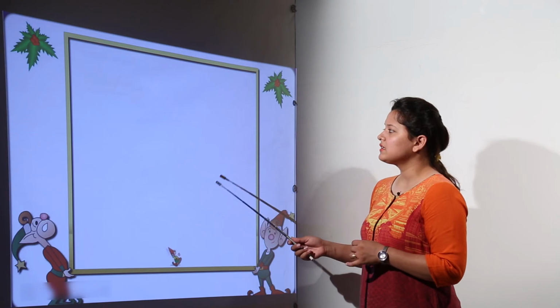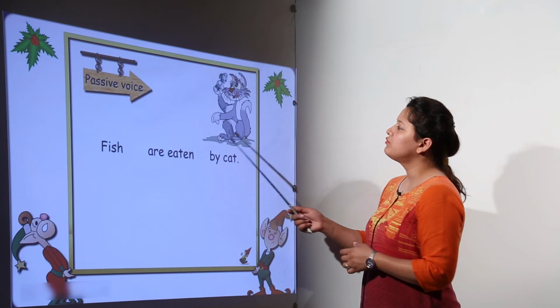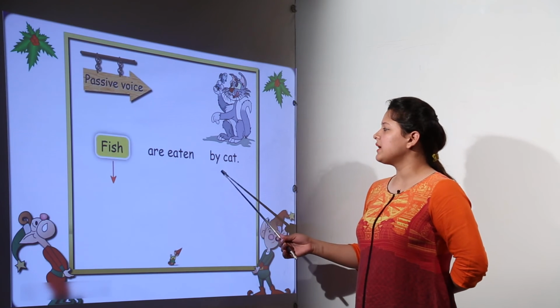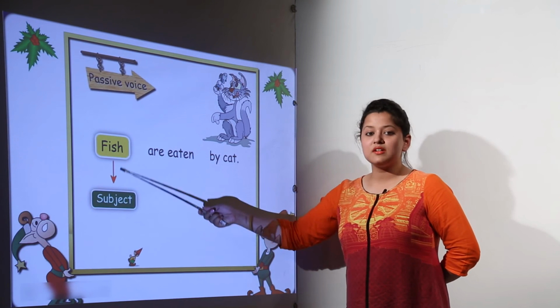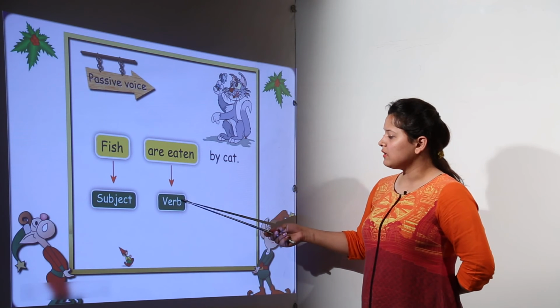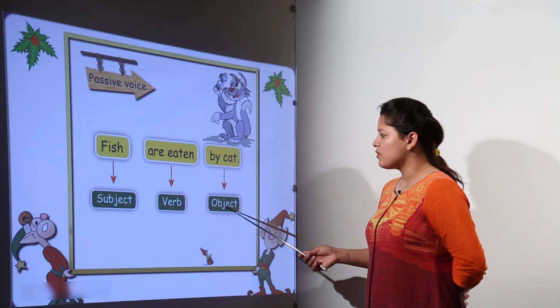We can take the same example: the cat eats the fish. If we write it in passive voice, it will be: the fish is eaten by the cat. So fish here is the subject, and it is being eaten. Eaten is the verb here, and by the cat is the agent.